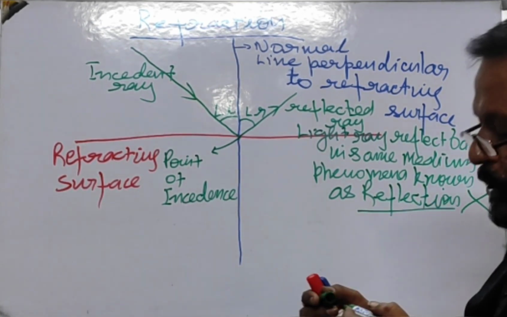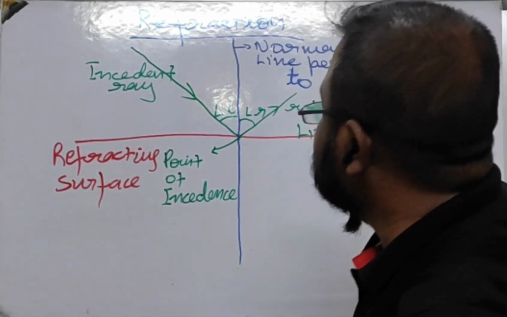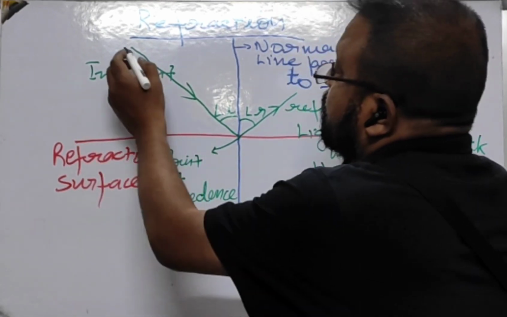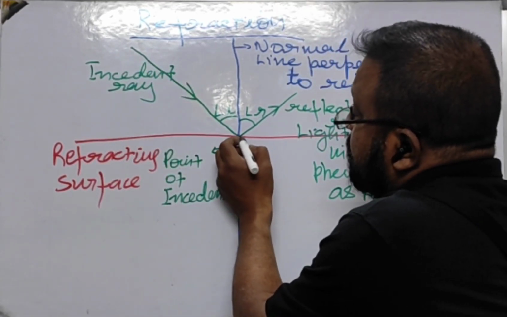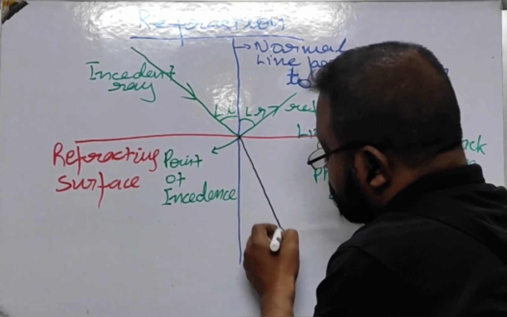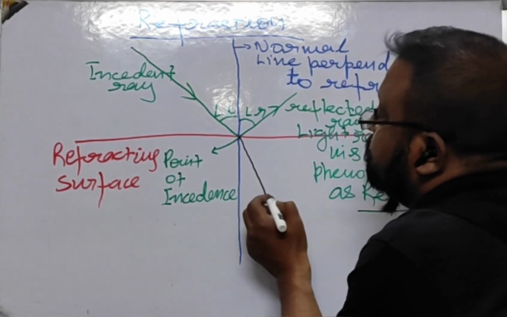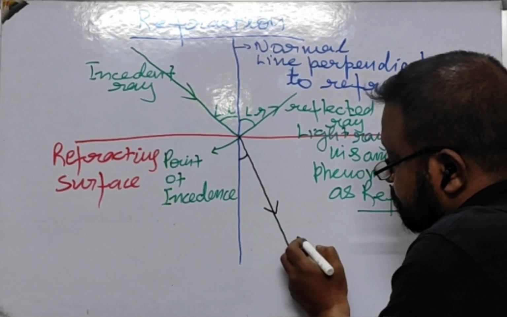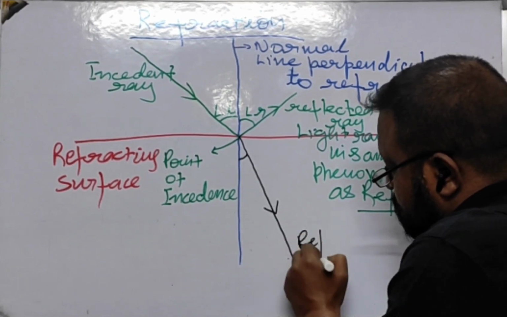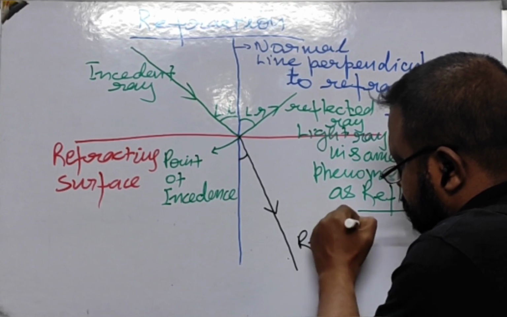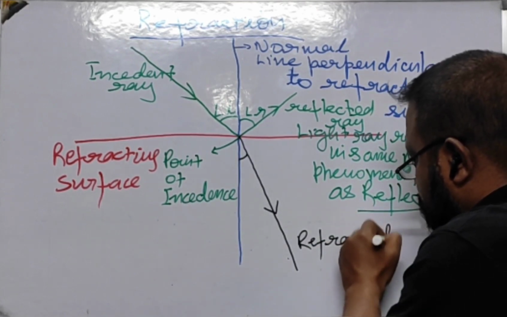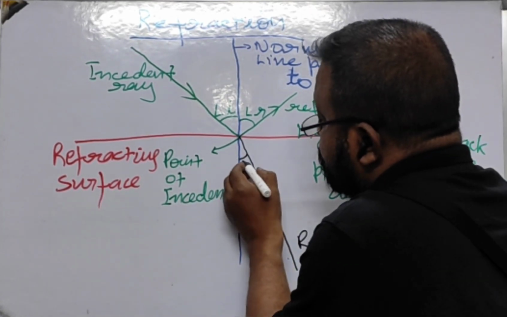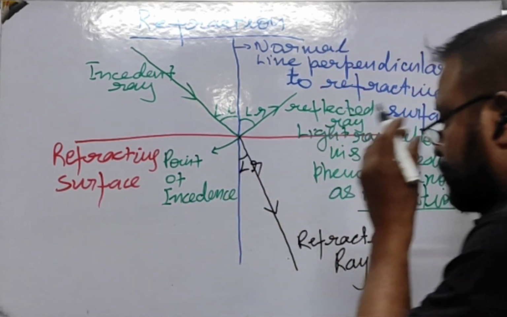Here today we are going to discuss when it goes into another medium. This is one medium and it goes into another medium, then it gets deviated from its path. This is known as the refracted ray, right? And this is the angle of refraction.